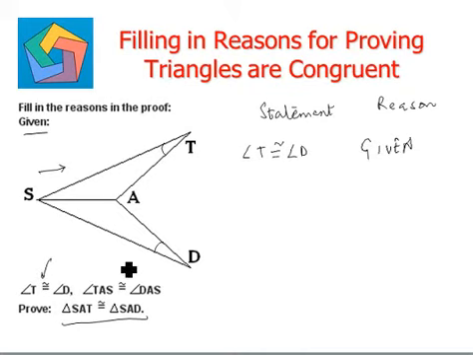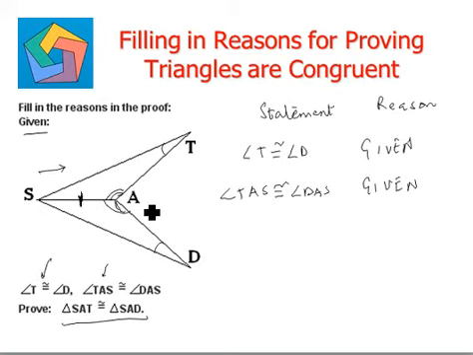Then we have angle TAS, that is this angle over here, is congruent to angle DAS, that is DAS is this angle. This is also given to us. Now we are only given two things, so we have to look for the third thing for the triangles to be congruent. We see that side SA belongs to both the triangles. So we say SA is congruent to SA. This is the reflexive property.